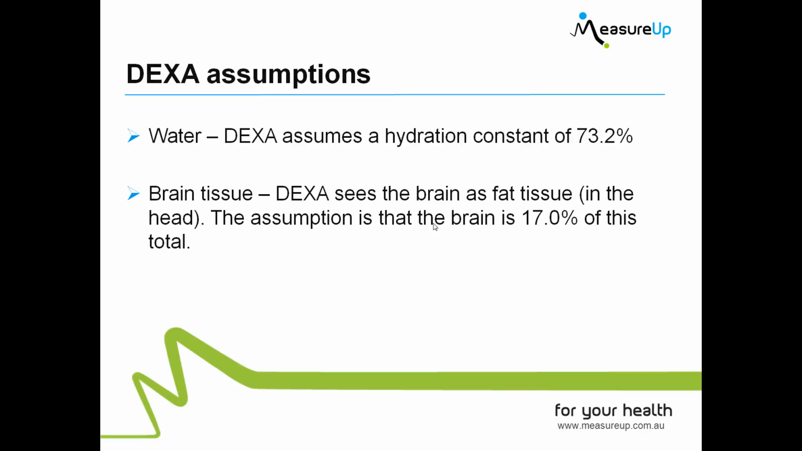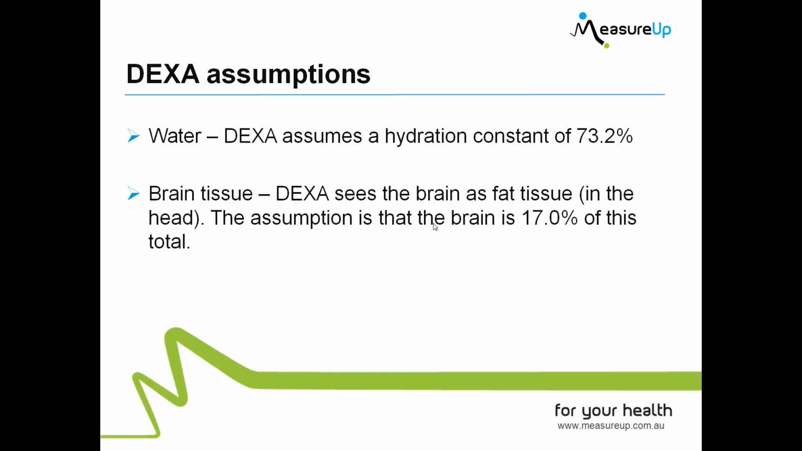DEXA assumes a hydration constant in the body of 73.2%, so every time you're scanned it sees you with the same water content every time. This is particularly important for standardization of the scan results and limiting variability.